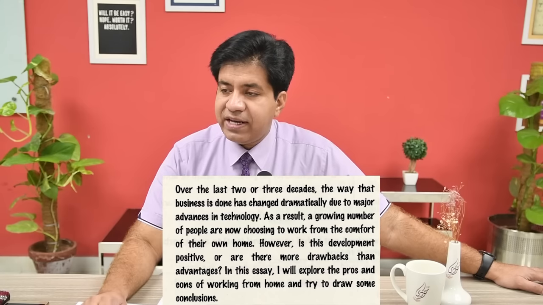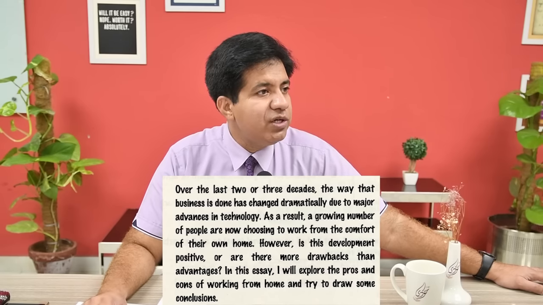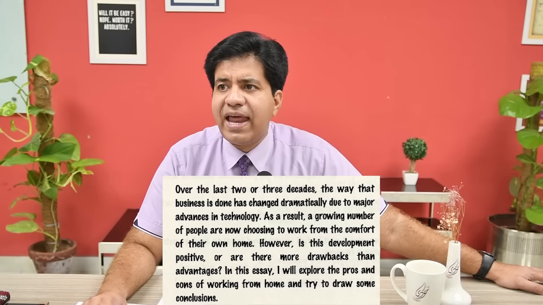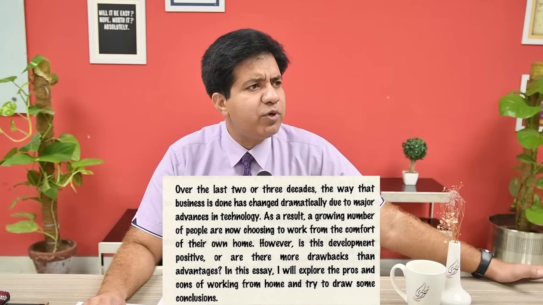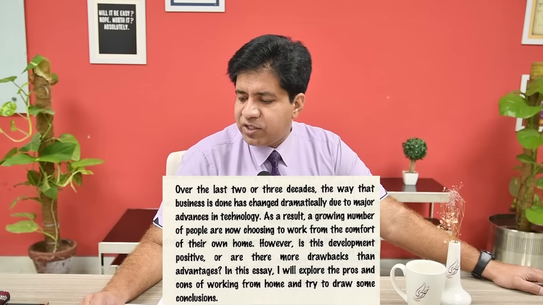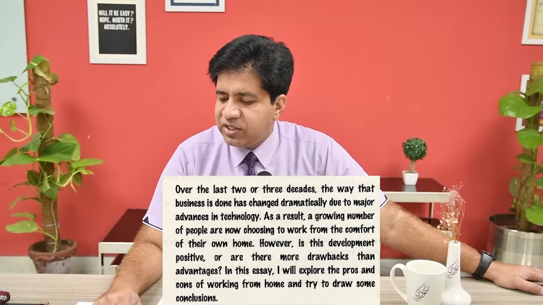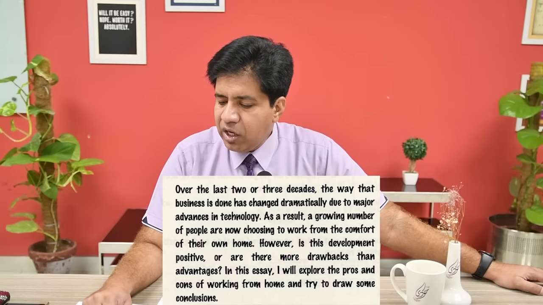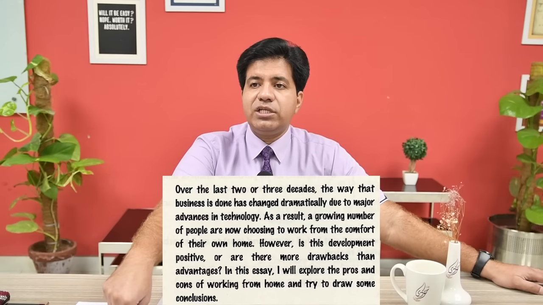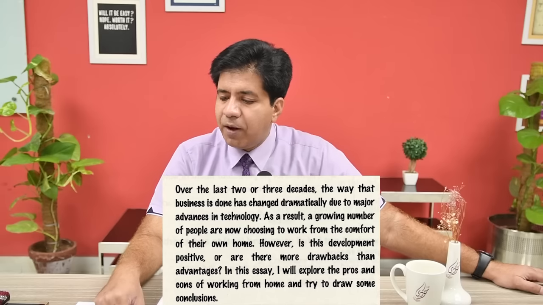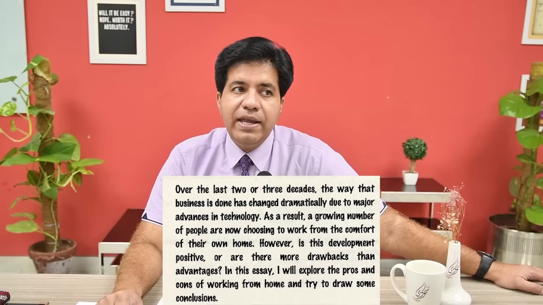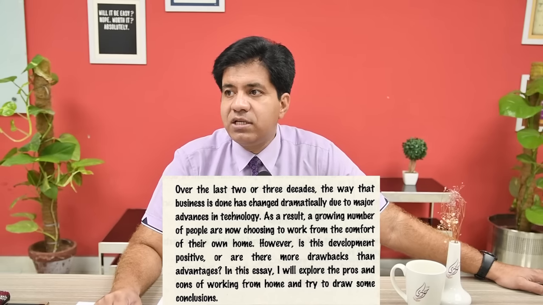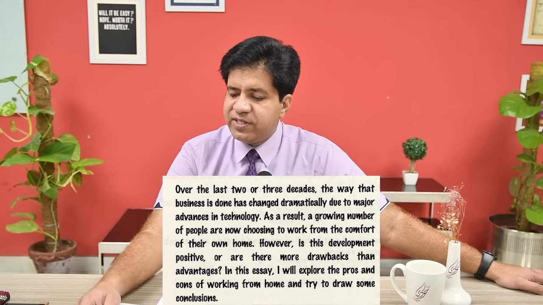Now, please follow this essay. Over the last two or three decades, by the way, whenever you write a general sentence, you can write something like over the last two or three decades, or you can write at present, or you can write these days. It's up to you. Over the last two or three decades, the way that business is done has changed dramatically due to major advances in technology. Do you understand? What's the topic? The topic is discuss the advantages and disadvantages of working from home. And now we've got this COVID situation, so you can put that as well if you want to. So do you understand this first sentence?